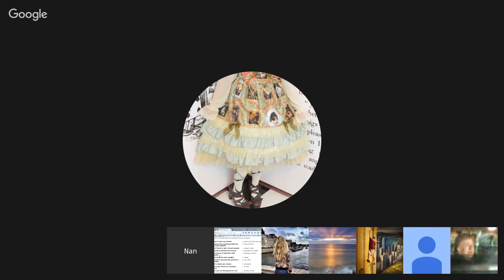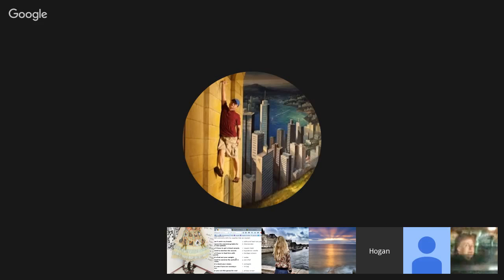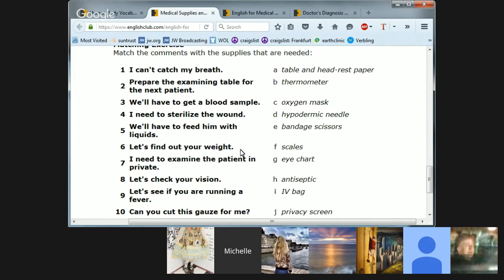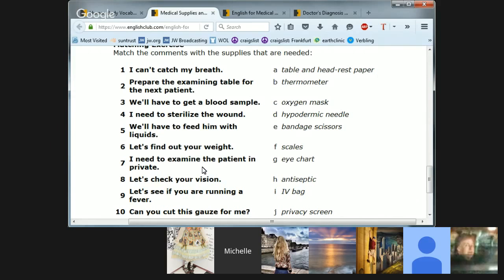Okay, Nan, can you try number 5? We will have to feed him with a liquid. It's IV bag. Yeah, very good, the IV bag. And Hogan, can you try number 6? Let's find out your weight. It should be scales. Yeah, you weigh yourself on the scale. Good job. And Ksenia, can you try number 7? I need to examine the patient in privacy screen. Yeah, perfect.